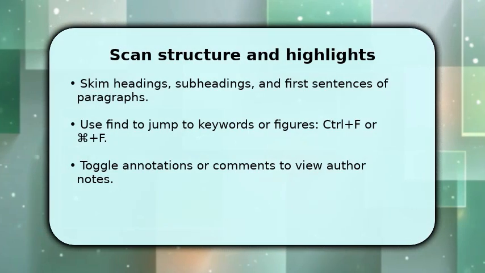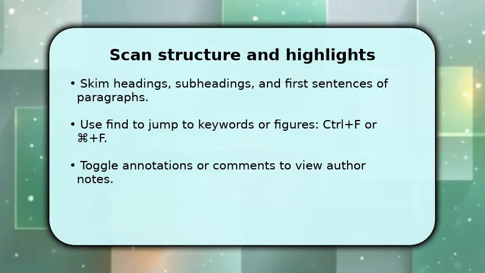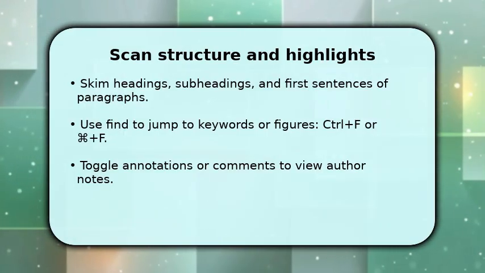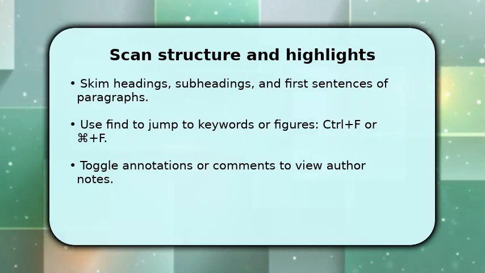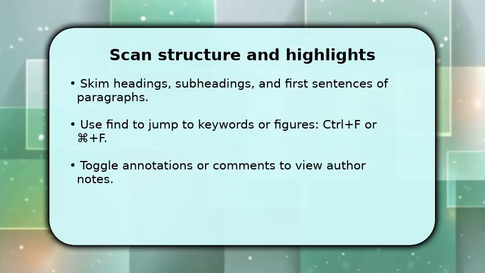Once the text is in preview mode, scan the structure to map the content quickly. You should skim headings and the first sentence of each paragraph to build an outline in your head. Use Find, Ctrl+F or Cmd+F, to jump to key terms, dates, or figures. This isolates important sections faster.